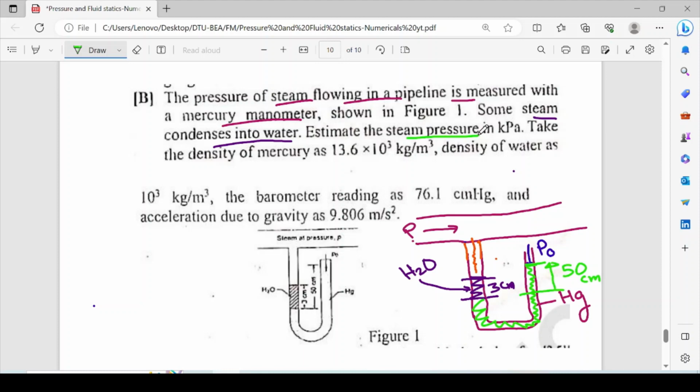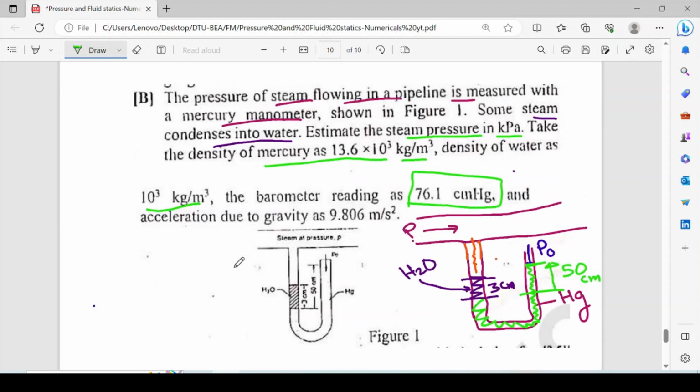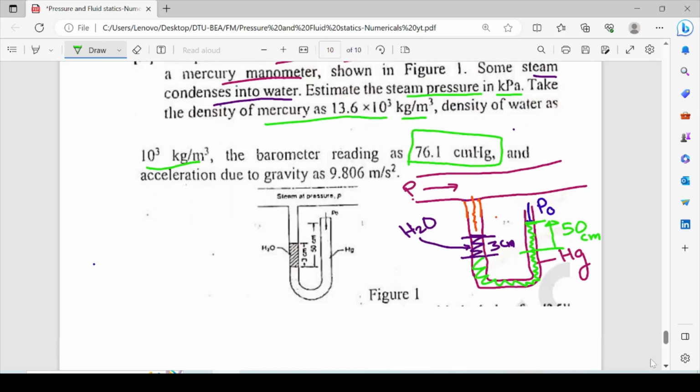Estimate the steam pressure in kilopascal and take the density of mercury as 13.6 × 10^3 kg/m³ and the density of water as given. The barometer reading is 76.1 centimeters of mercury, and the acceleration due to gravity is given. This is a very interesting question, and first we will find the atmospheric pressure.